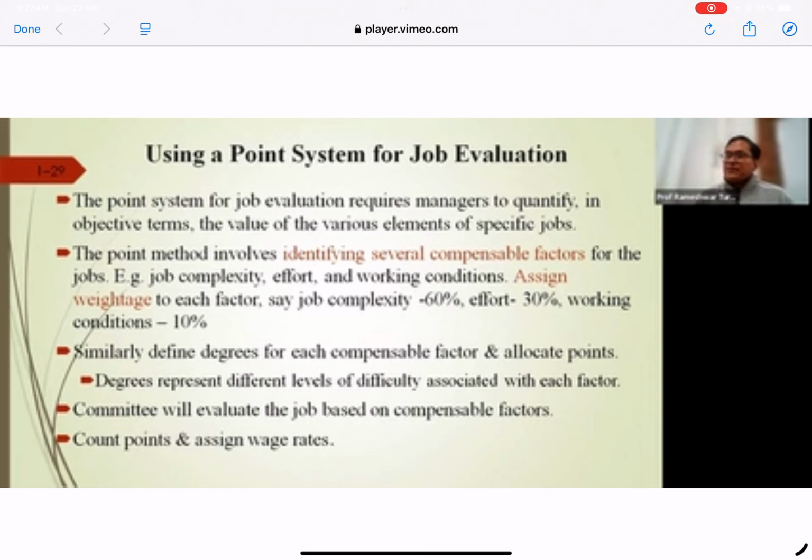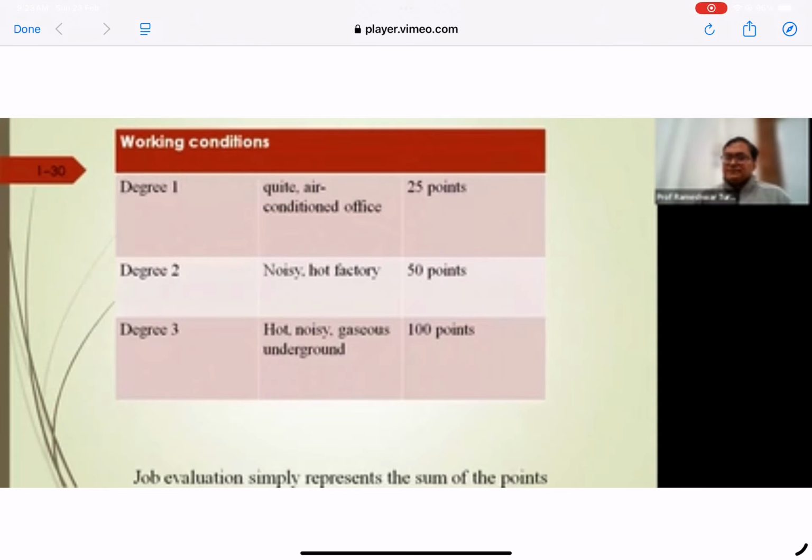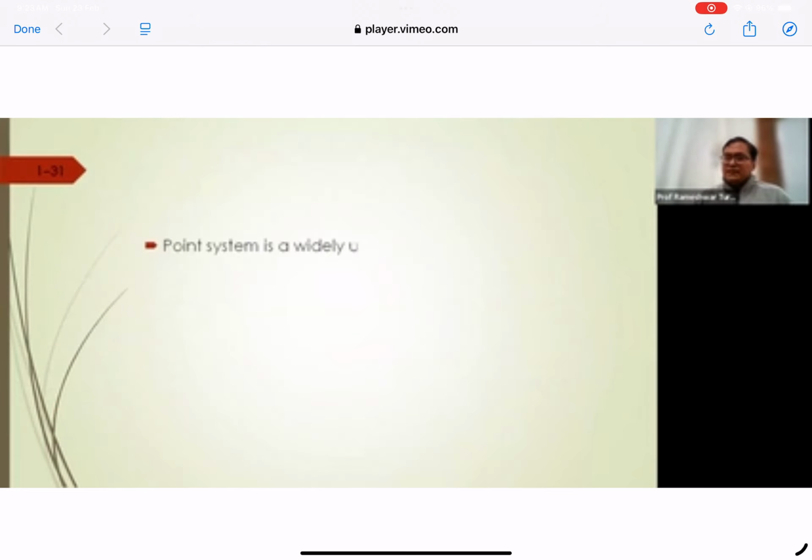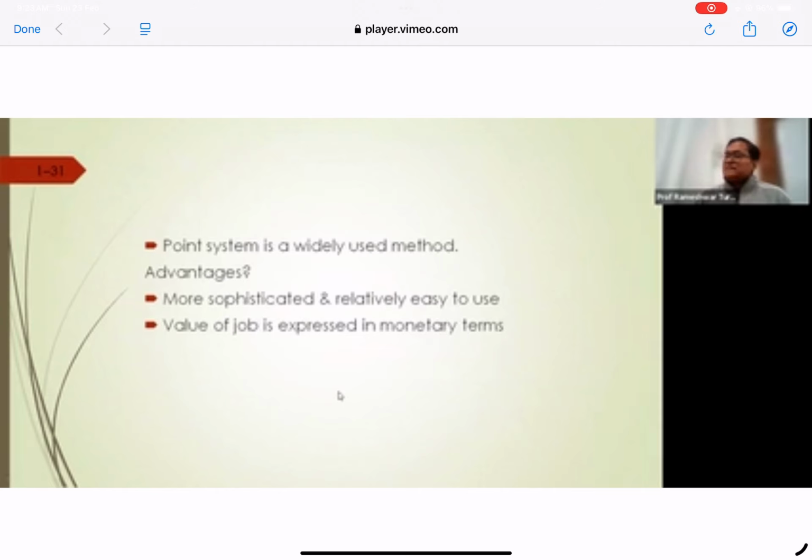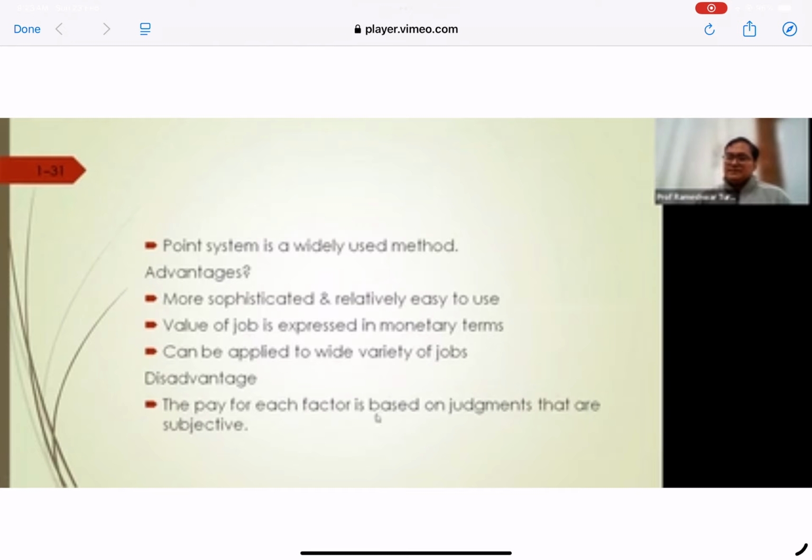So whatever points are coming for the jobs, we multiply by the same formula so that consistency is maintained. So this is a method. This is an easy, logical, widely used method. Advantages: it is more sophisticated, relative in use. The value of a job is expressed in monetary terms. But a lot of politics actually happens in deciding what the compensable factors are.